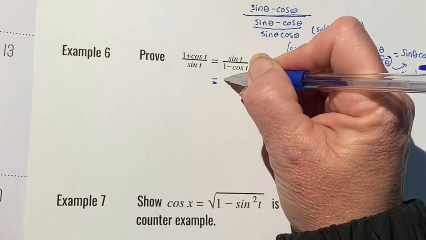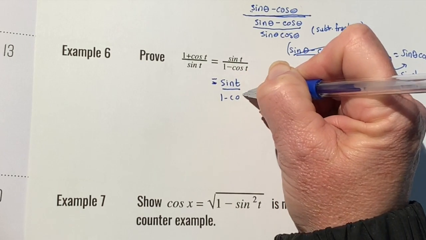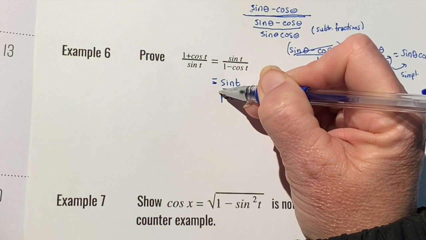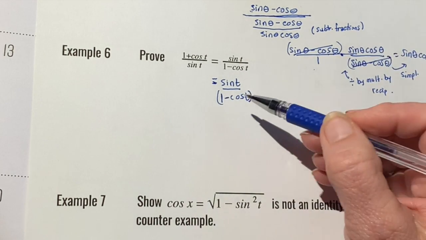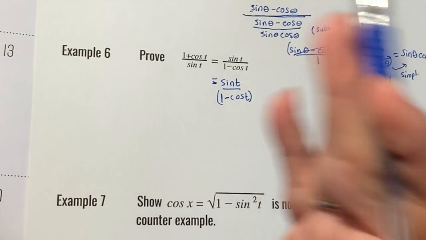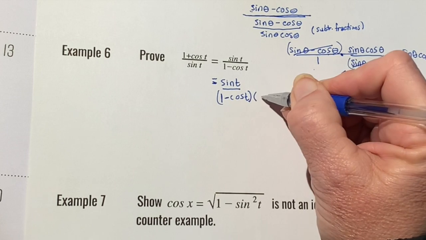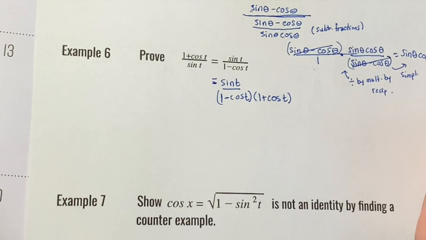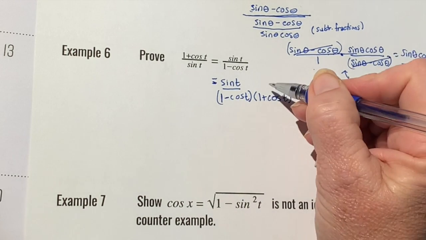All right, well, one trick that you can use, as I mentioned a minute ago, is to multiply this binomial by its conjugate. Remember, the conjugate of x plus y is x minus y. So the conjugate of 1 minus cosine is 1 plus cosine. Now, you'll see in a second why I did that.